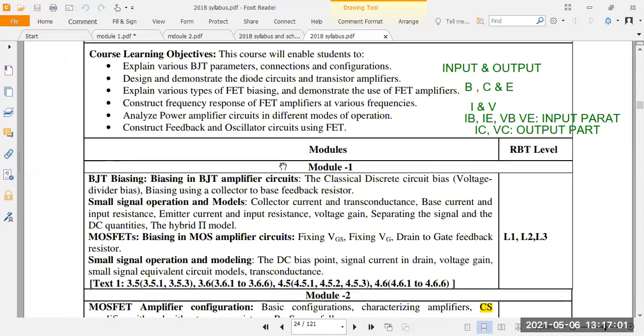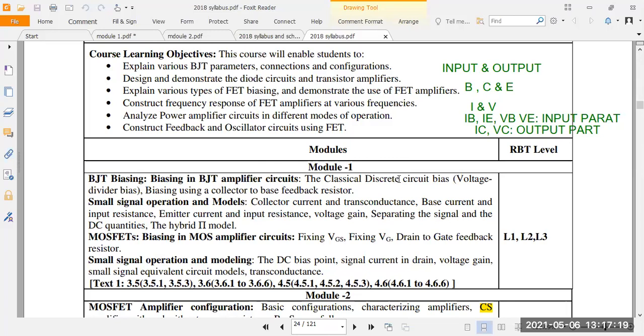So in the first module, what are the topics here? What are the different types of biasing? Then small signal operation with BJT biasing. Then different types of MOSFET biasing. Then small signal operation of the MOSFET. So this completes the first module.